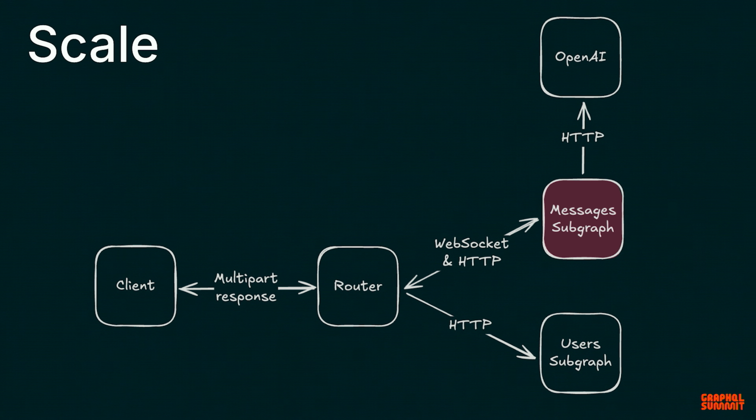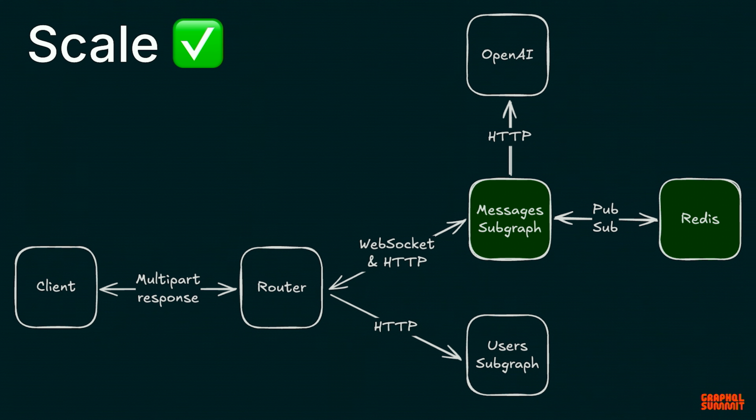A common way to do this is with some kind of pub sub or event mechanism like Redis or Kafka. When host A gets the subscription, it'll subscribe to this group in Redis, and all of the hosts will publish to Redis whenever there's a new message. Then host A will receive it and send it out via the WebSocket.